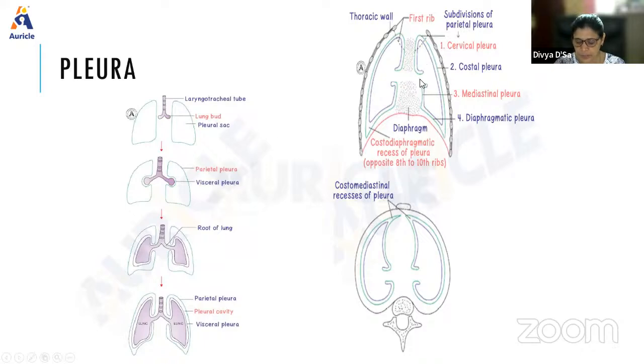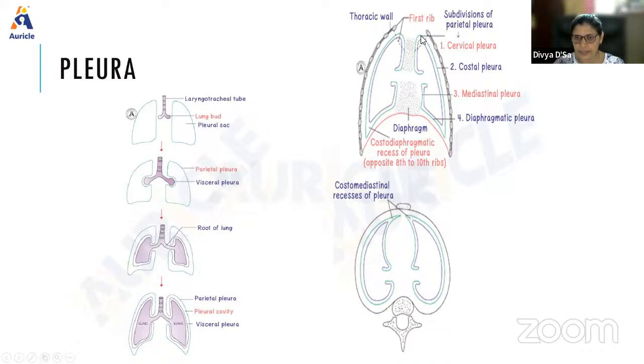Then we have the mediastinal pleura. As the name says, it lines the corresponding surface of the mediastinum. This mediastinum is the central portion, the central space. So the right side covers the right side and the left side covers the left side. Here it will reflect along the root of the lung and become continuous. So if you see here, near the root of the lung, it is reflecting here. This will be the root of the lung. It reflects here and becomes continuous with the visceral pleura.